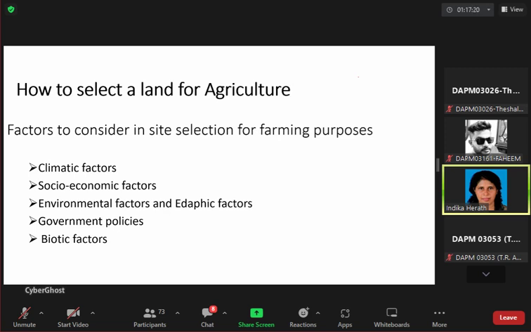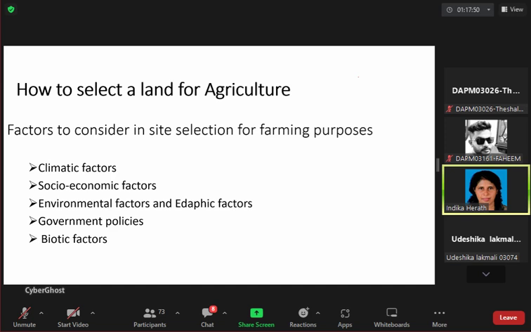Okay, so the next topic that we're going to talk about is how to select a land for agriculture. Now we know what agriculture is, and we know the properties and characteristics of land. So we're going to talk about how to select a land for agriculture. There are various things that we want to discuss.